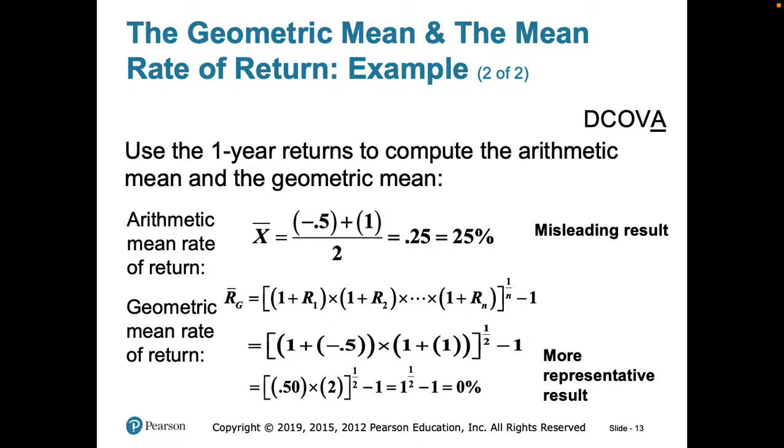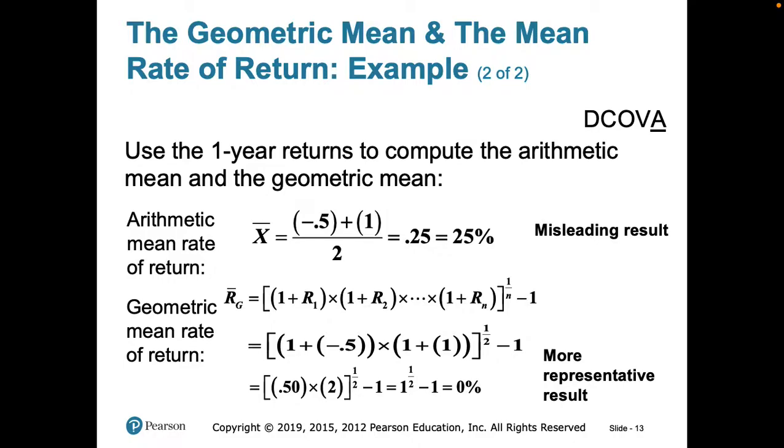And the geometric mean, which is R bar, you have 1 plus the rate of return for the first year times 1 plus the rate of return for the second year, and then you elevate that to 1 divided by the number of observations, and then you subtract 1. That's where you get your actual rate of return.